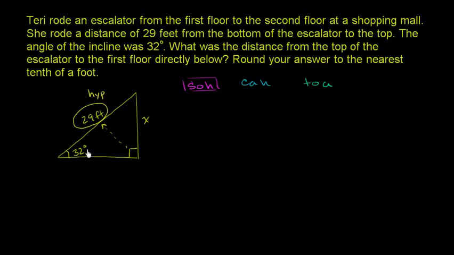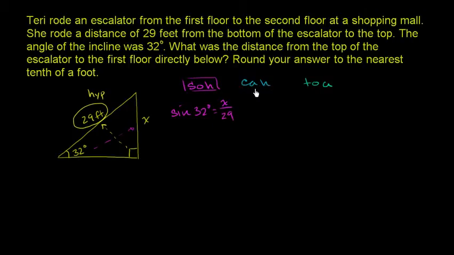And we're going to think about this angle right over here. That's the angle they gave us. So we know that sine of 32 degrees is going to be equal to the opposite over the hypotenuse. Well, what is the opposite side? The opposite has length x, and the hypotenuse they already gave us has length of 29 feet. So this seems pretty good. We have now one equation with one unknown. It seems like we should be able to solve for x.